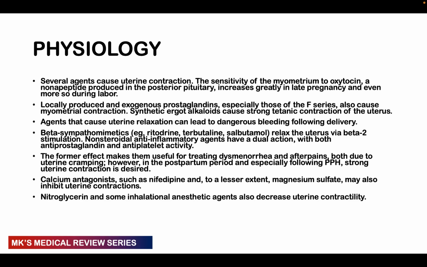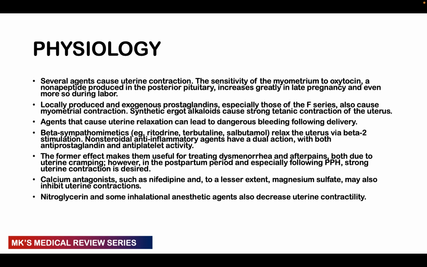Remember that several agents can help with uterine contraction. The sensitivity of the myometrium to oxytocin, which is a nonapeptide consisting of 9 amino acids, produced in the hypothalamus and released from the posterior pituitary gland, is generally going to increase late in pregnancy and even during labor. Locally produced and even exogenous prostaglandins, such as prostaglandin F2 alpha, are also going to contribute to myometrial contractions. Synthetic ergot alkaloids are going to cause tetanic contraction of the uterus.